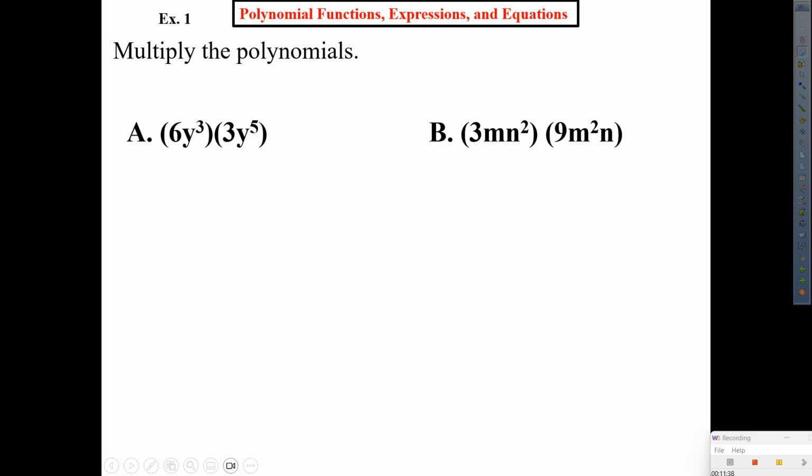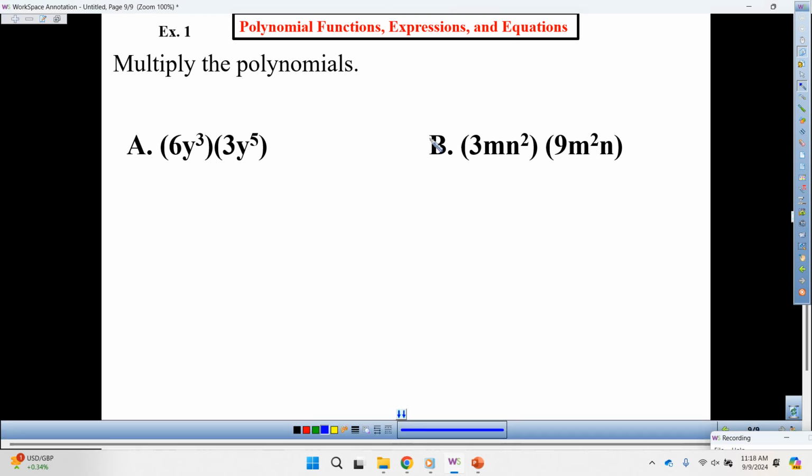Write utensils down. Let me just go over this one more time to make sure we got it. We're multiplying polynomials today. To multiply polynomials, I said numbers times numbers, variables times variables. Is that correct? Therefore, what is 6 times 3? 18. What is y to the third times y to the fifth? That's y to the eighth. Tell your neighbor how I got y to the eighth.